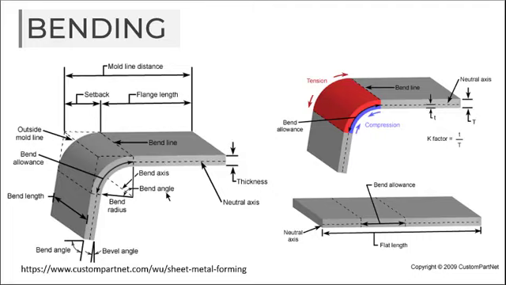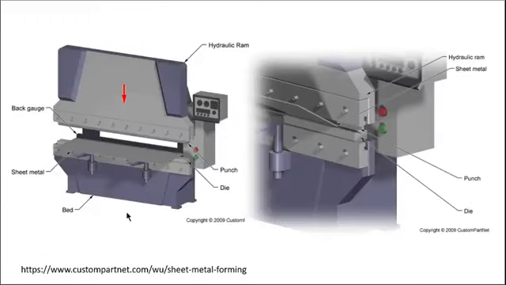We can observe the parameters which need to be considered while designing bending operations, such as bend axis, bend angle, flange length, setback, bend length, bend radius, etc. You can observe here the press where press bending operations are performed. Also we can observe the punch and die assembly here, where the punch is forced by a hydraulic ram. You can also observe how sheet metal is fed into this press.